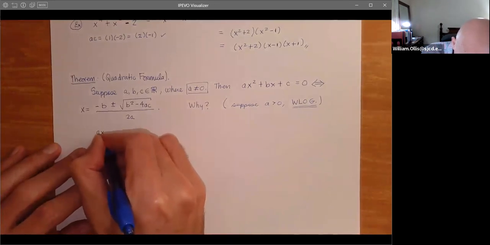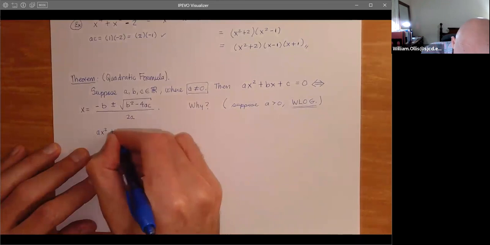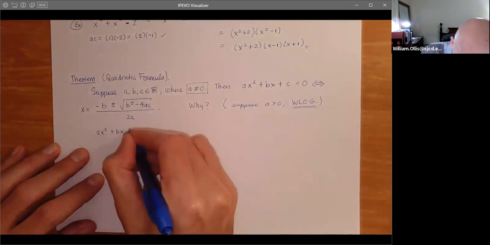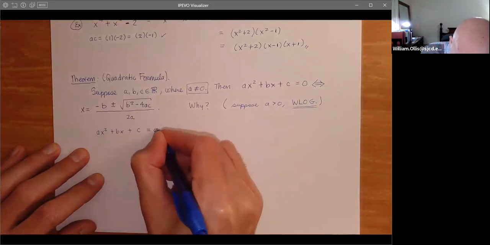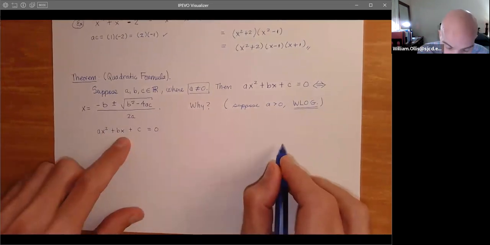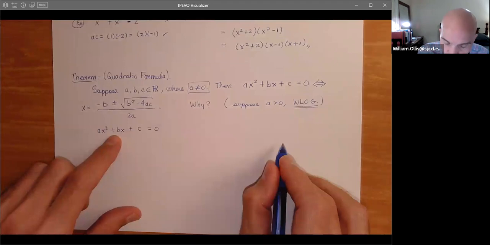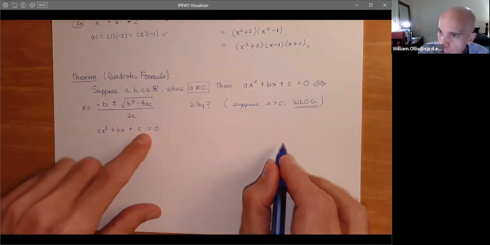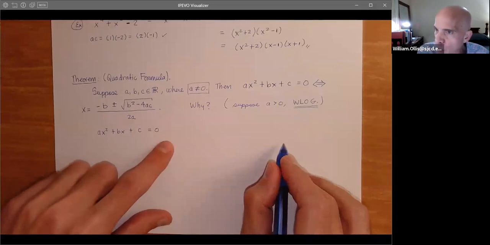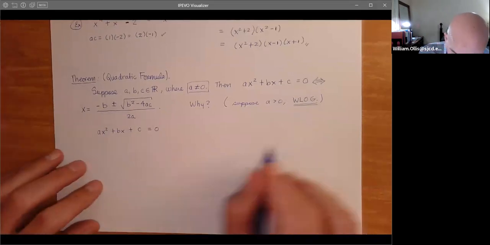So now we say we've got what? AX squared plus BX plus C equals 0. So now the first thing we want to do is just to go ahead and isolate the X terms. If you want, you can put the C over here, or you can leave it on this side.